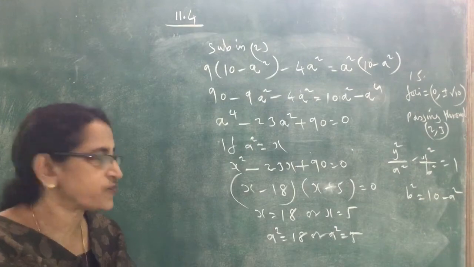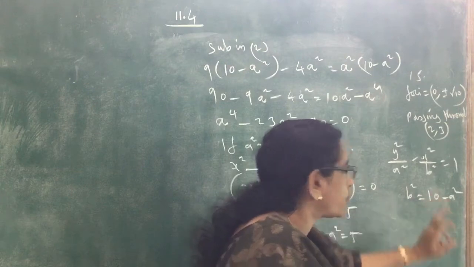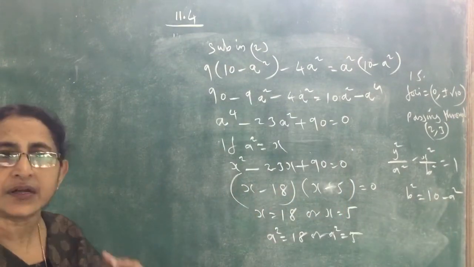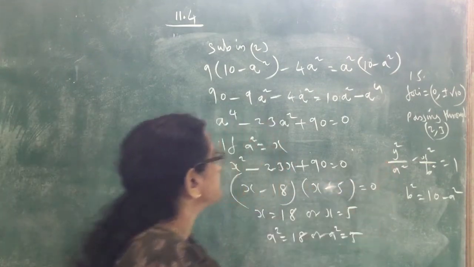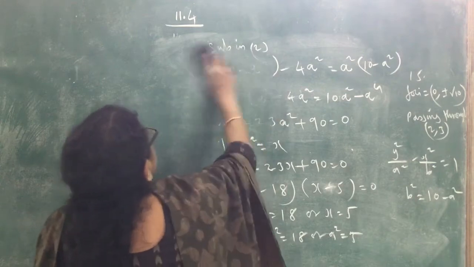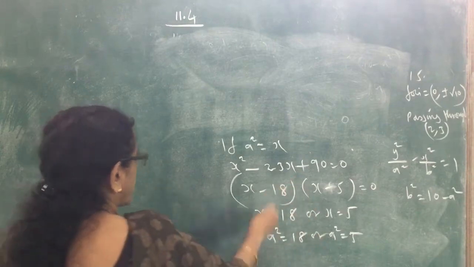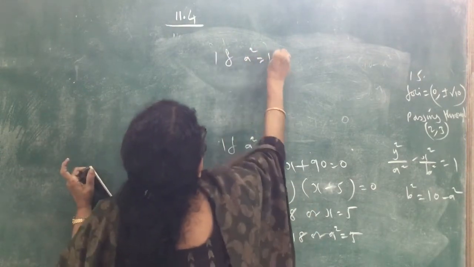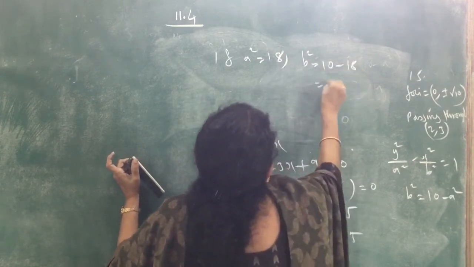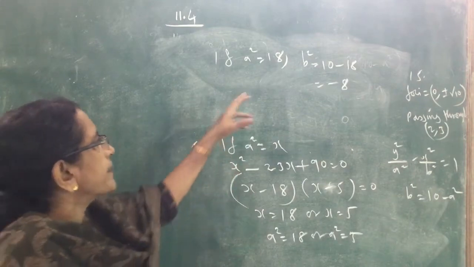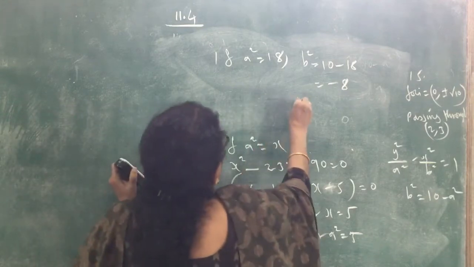So we got two values for a square. Now we can find b square using the relation b square equal to 10 minus a square. After getting a square and b square, we can substitute in the equation. If a square equal to 18, b square equal to 10 minus 18, that is negative 8, which is not possible. b square is negative, which is not possible. So we cannot take that value.